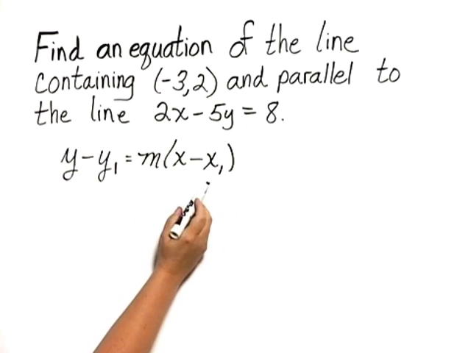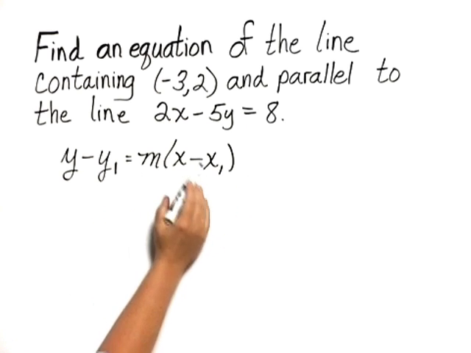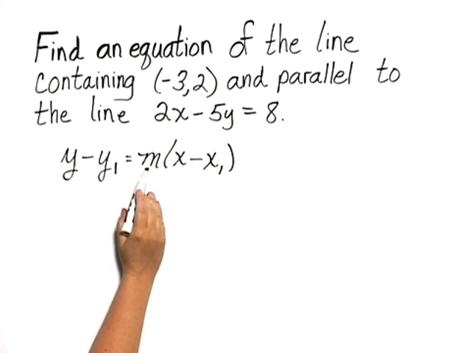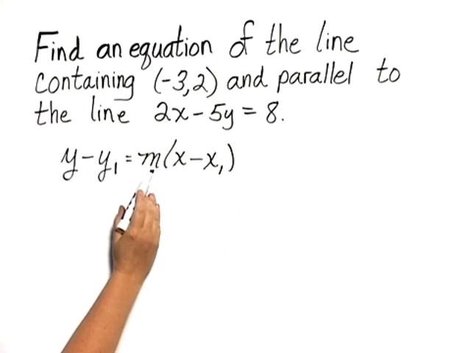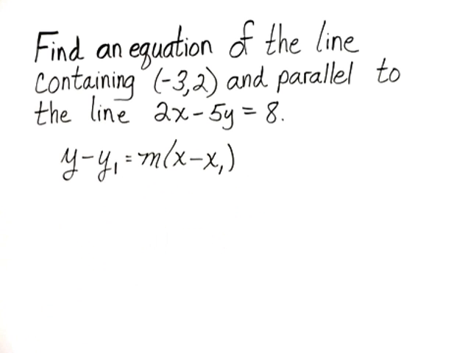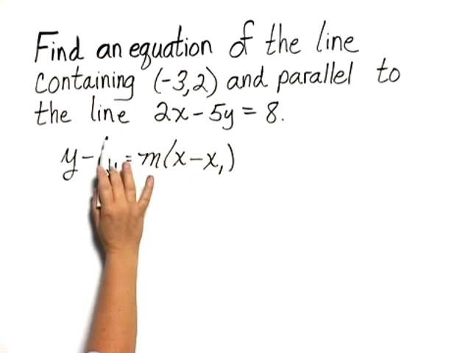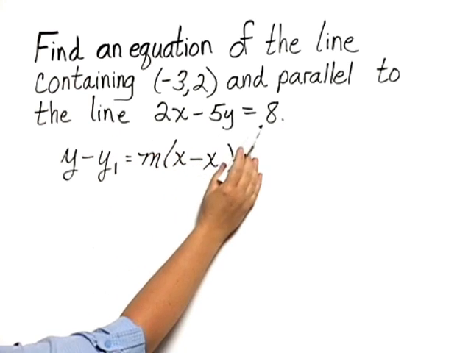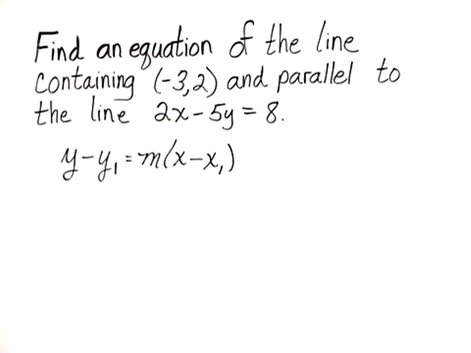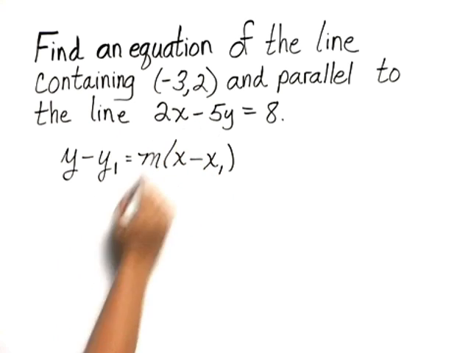In order to use this form, we need a point on the line, which we're given, and we need a slope of the line, which we're not given directly. However, we're given a piece of information that we can use to find that slope, and that is that the line we're looking for is parallel to the line 2x - 5y = 8. That means that this line we're looking for has to have the same slope as this line.